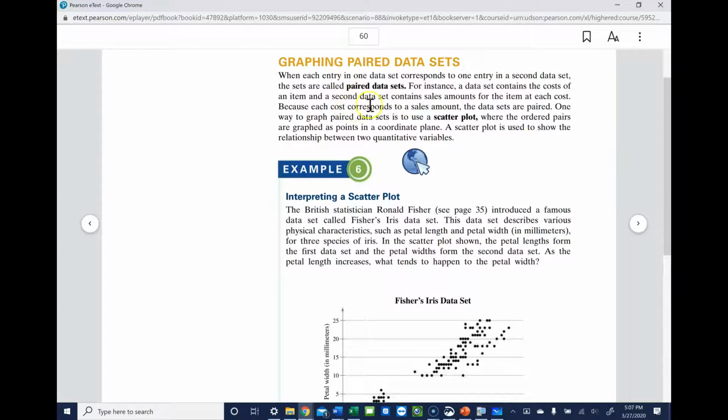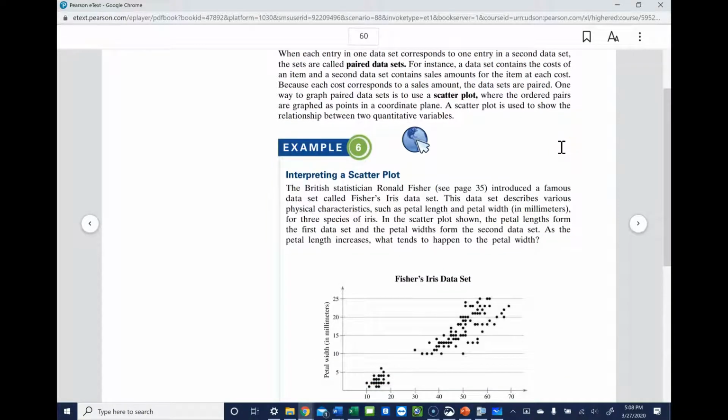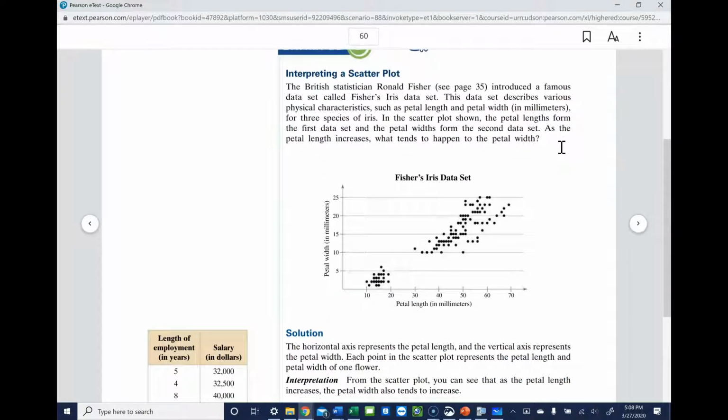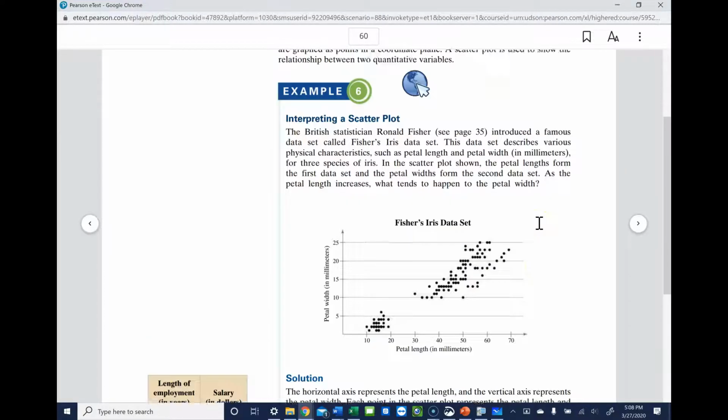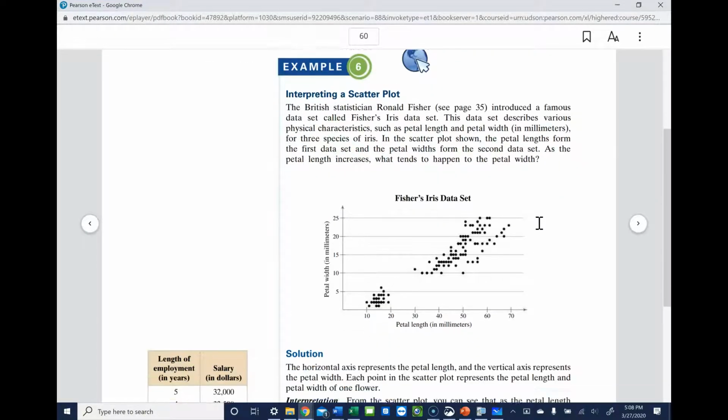So for the ordered pair that's described here, let's see, what did it say? The cost and the sales. So the cost will be the x coordinate, the sales will be the y coordinate. All right. Notice here this is called a scatter plot of a paired data set.